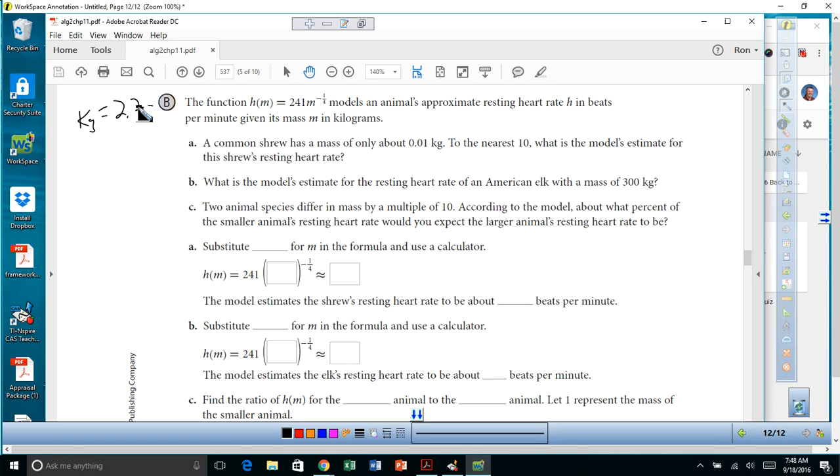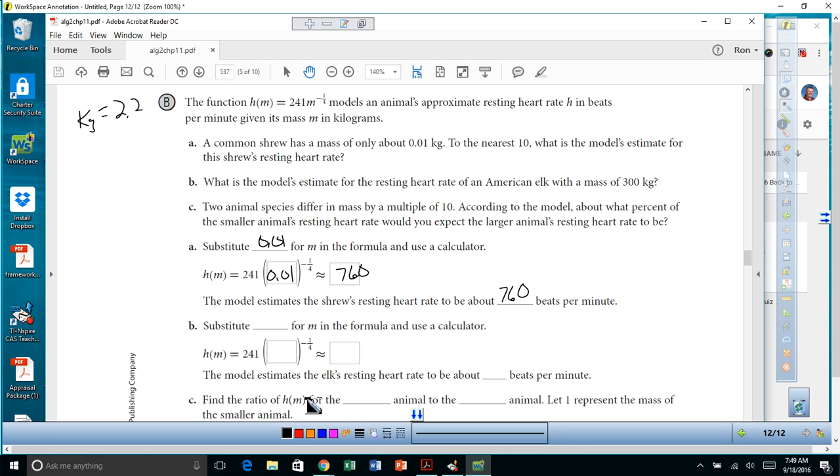So for a common shrew, with a mass of about 0.01 kilograms, to the nearest tenth, what is the model's estimate for the shrew's resting heart rate? So we're going to substitute 0.01 for m in the formula and use a calculator. 241 times 0.01 to the negative 1/4 is approximately 760. This model estimates the shrew's resting heart rate to be about 760 beats per minute.